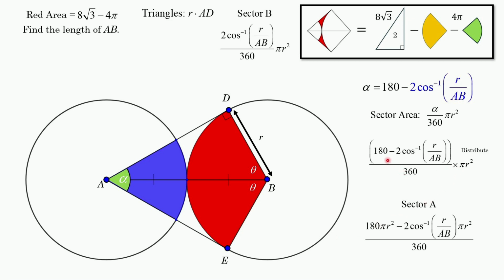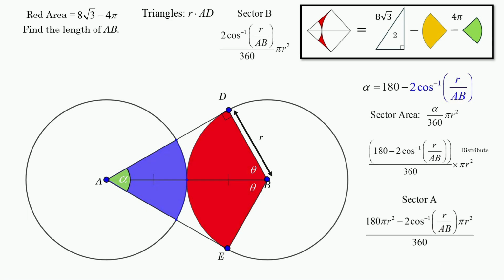When I first did this on paper, I made a silly mistake. I did not multiply this pi r squared times 180, and I ended up with something that was really cool and entirely wrong. So making sure we distribute very, very carefully, I'll show you. We've got this pi r squared multiplying 2 terms up here, 180 and the negative 2 arc cosine of r divided by AB. So I need to make sure that I have that pi r squared multiplying with both. So now I've got a nice little expression for the sector of A.